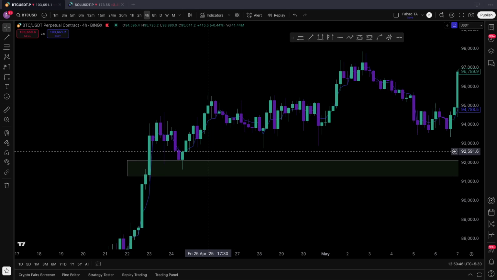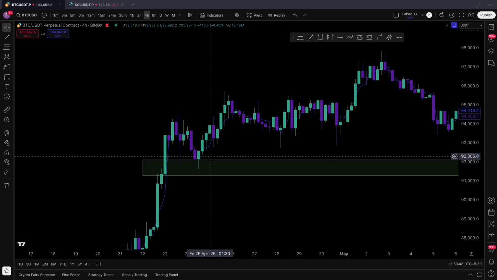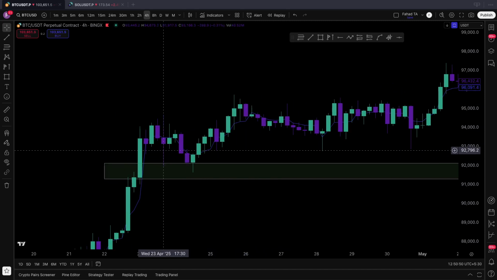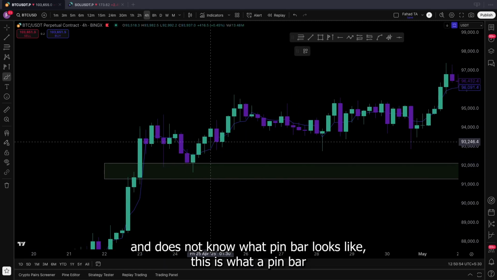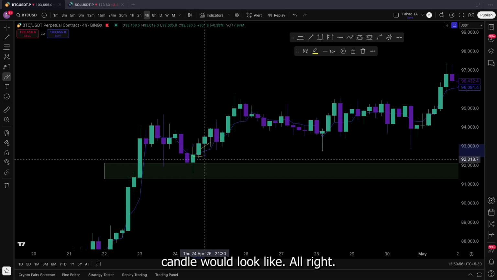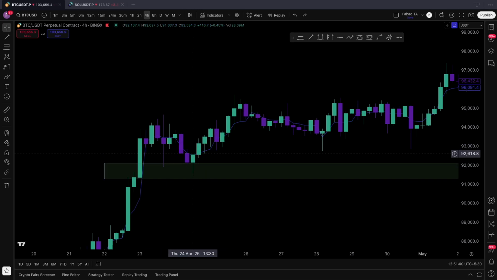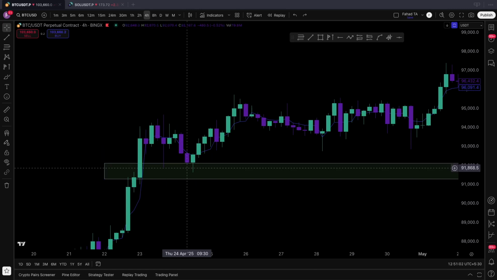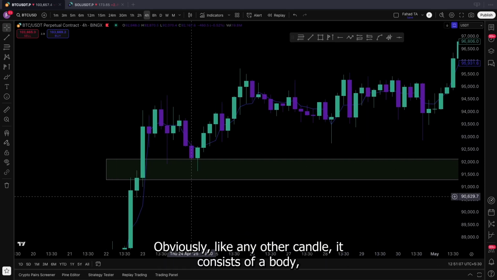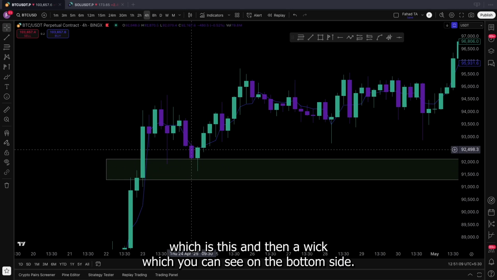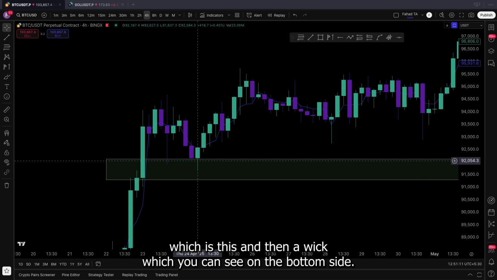All right. So talking about pin bar, if a candle looks like this, it is called a pin bar. So if I just mark it for anyone who is watching for the first time and does not know what a pin bar looks like, this is what a pin bar candle would look like. All right. So since you get to see a pin bar on your level, what does this signify? A pin bar consists of two things. Obviously, like any other candle, it consists of a body, which is this, and then a wick, which you can see on the bottom side.